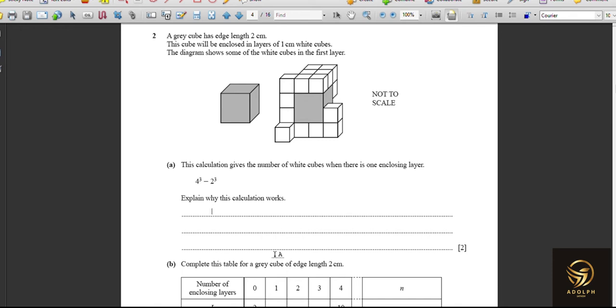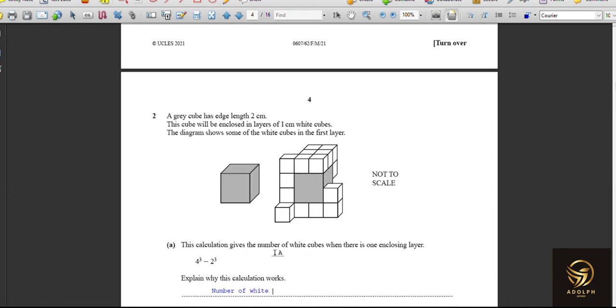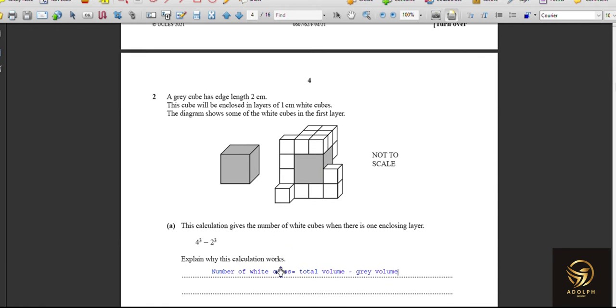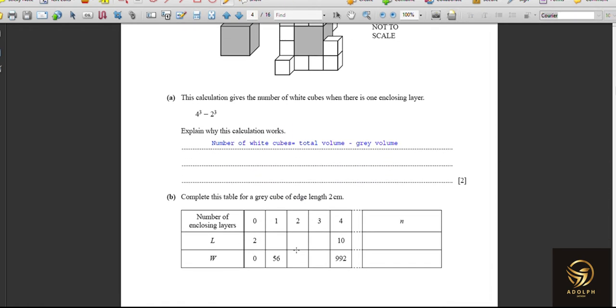So we can get that the number of white cubes is the same as total volume minus gray volume. So that's how this calculation works. And complete this table for a gray cube of edge length 2 centimeters. So now we calculated, if one layer is there, then length is going to be 4, and 4 cubed minus 2 cubed is the answer.